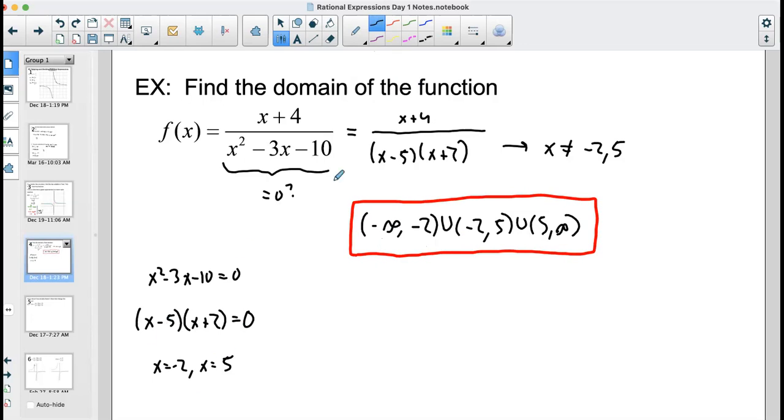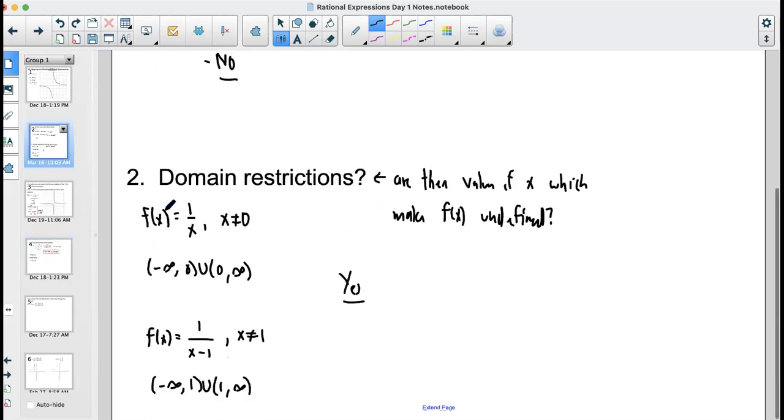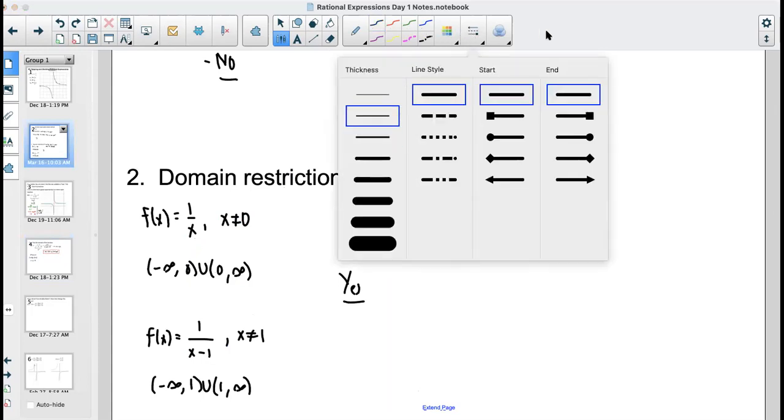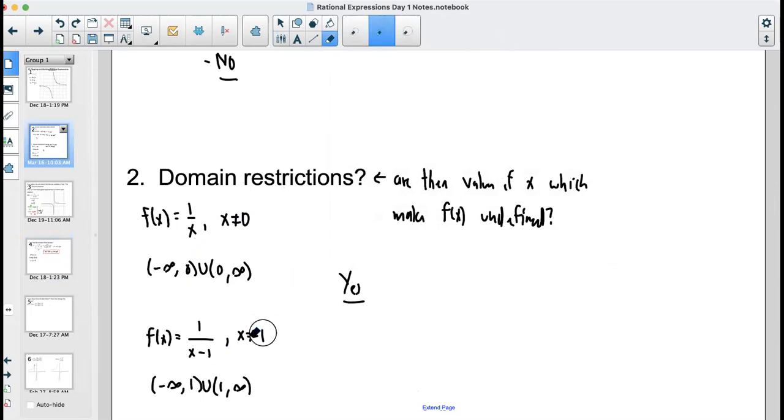This will come up a lot where the bottom is an expression you have to factor to solve. Sometimes it's not. Sometimes, if you remember these ones, like this one, the bottom is 0 when x is 0. There's not a lot of work to do there. This one, if I was thinking about it the same way as the last one, I'd look at this and say, okay, when x minus 1 equals 0, that means that x equals 1. Which means I don't want to use that one. So it's kind of the same thing. You set the bottom equal to 0 and see what values of x make that true.